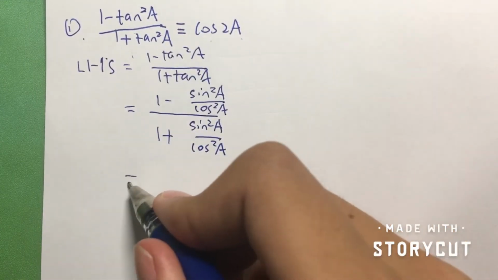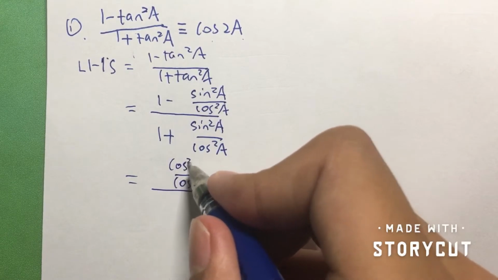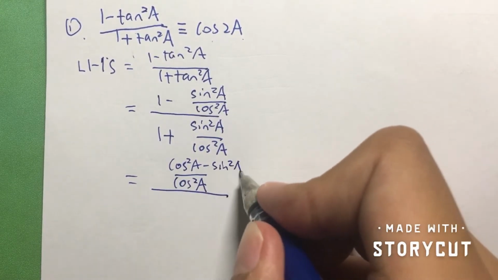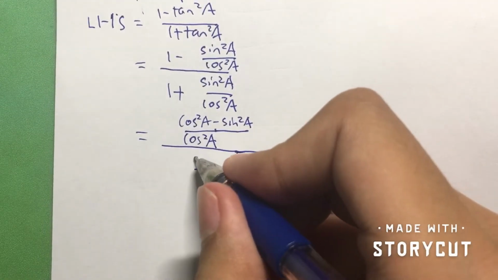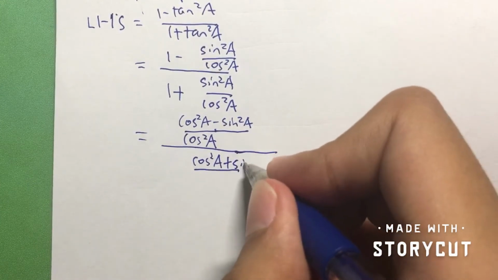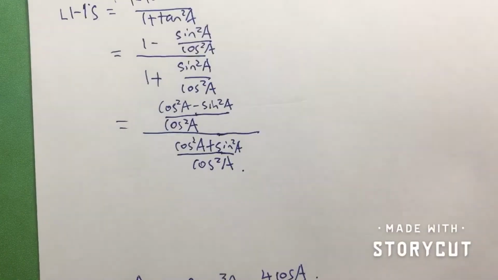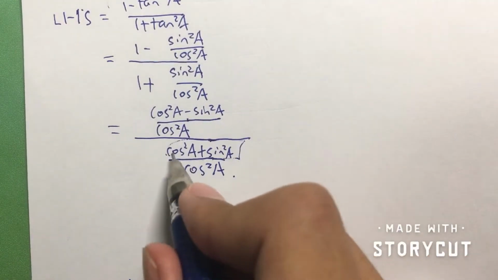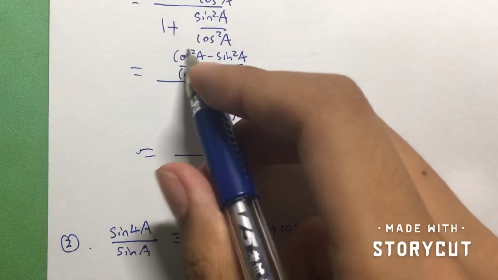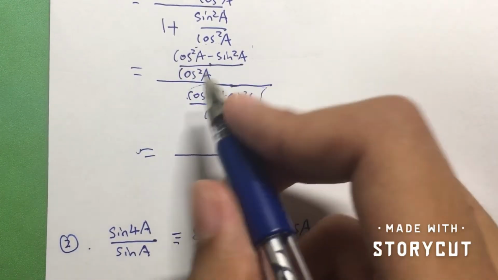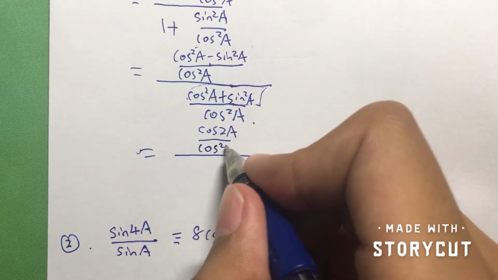And now that is equal to, let's simplify this, which becomes cosine squared a minus sine squared a over cosine squared a, and here cosine squared a plus sine squared a over cosine squared a. Now we know that this is equal to 1, and here we can use the double angle formula, which becomes cosine 2a over cosine squared a.